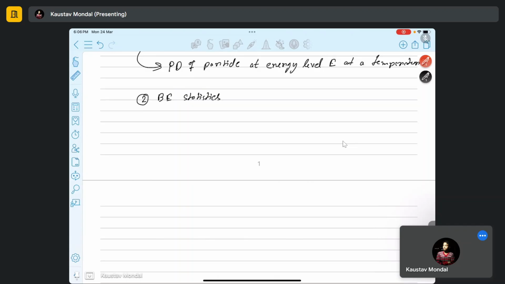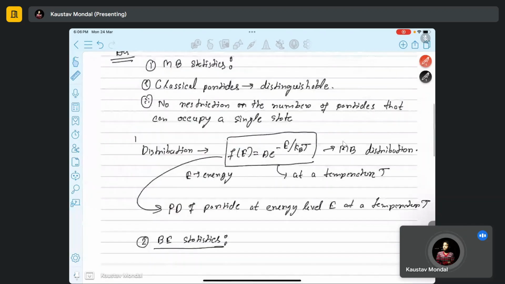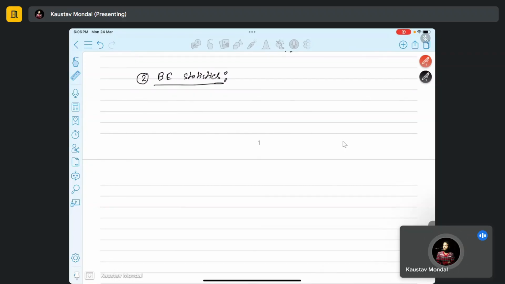Here also, unlike the first case, the Maxwell-Boltzmann statistics, for Bose statistics it's only applicable for bosonic particles. So what is a bosonic particle? Bosonic particles means the particle has integer value of spins, like 0, 1, 2, 3, 4. So each particle should have integer value of spin. That is one of the main features of bosonic particles, and these are basically the quantum particles.